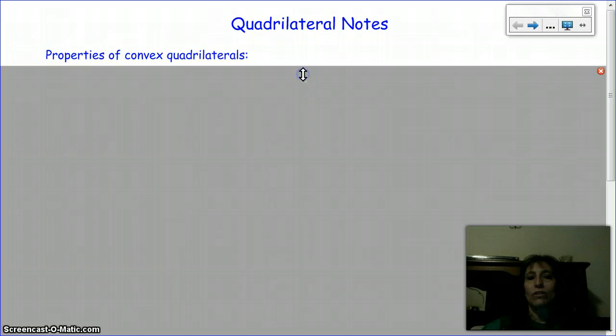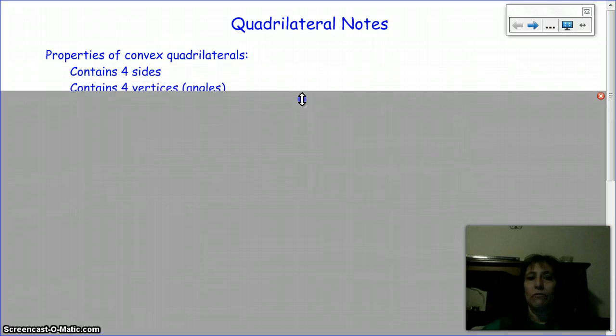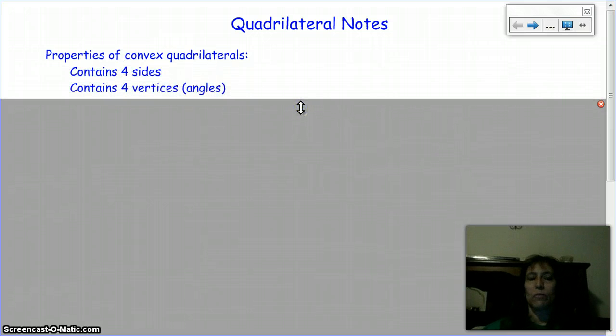Now, first of all, just to refresh your memory, I want to go back over the properties of convex quadrilaterals. Remember, there are two types of polygons. One kind is convex and the other is concave. Convex are the normal ones that we use, where if you extend the sides, they never go back into the polygon. And then there's concave, where if you extend the sides, they go inside the polygon. Alright, so we're going to be talking about convex ones tonight, and we've talked about those before.